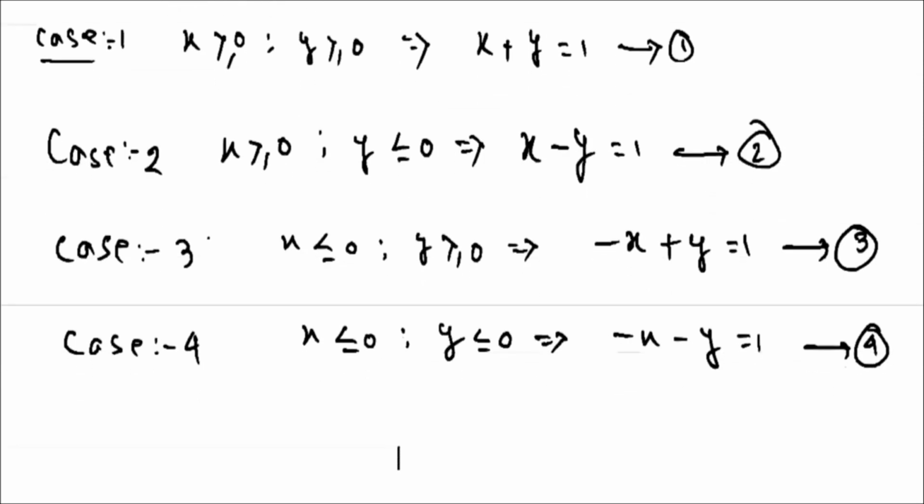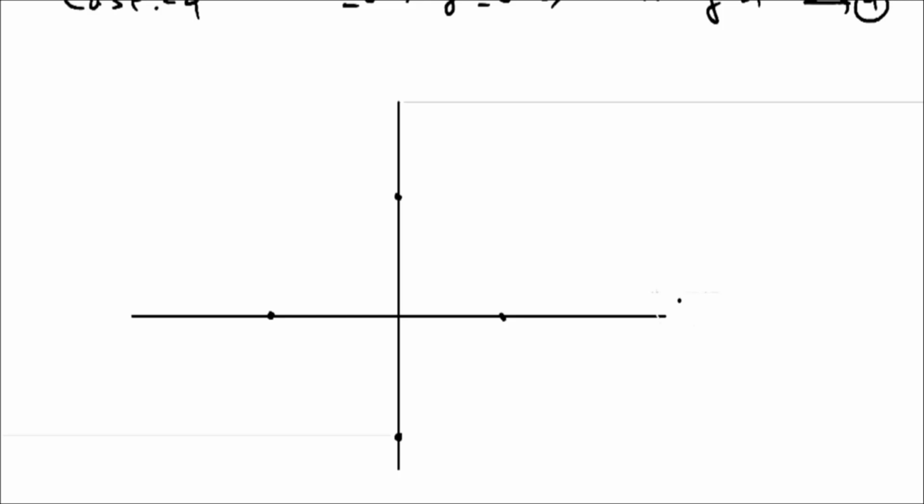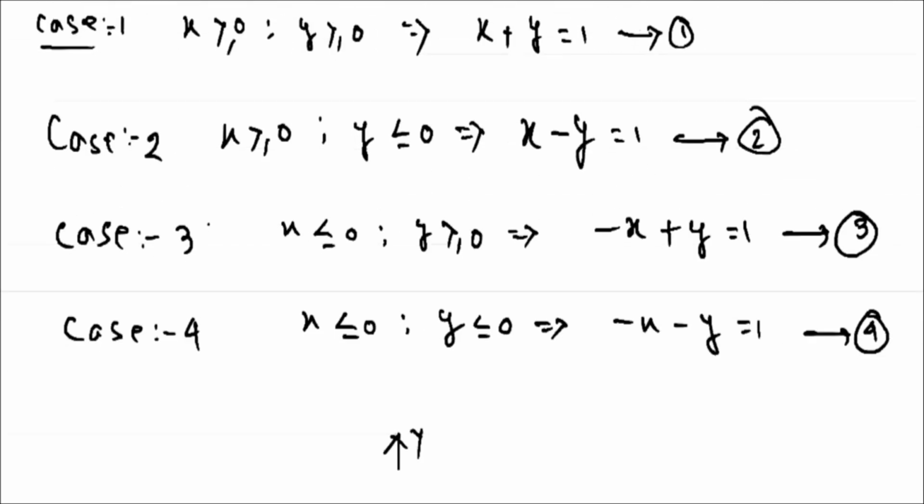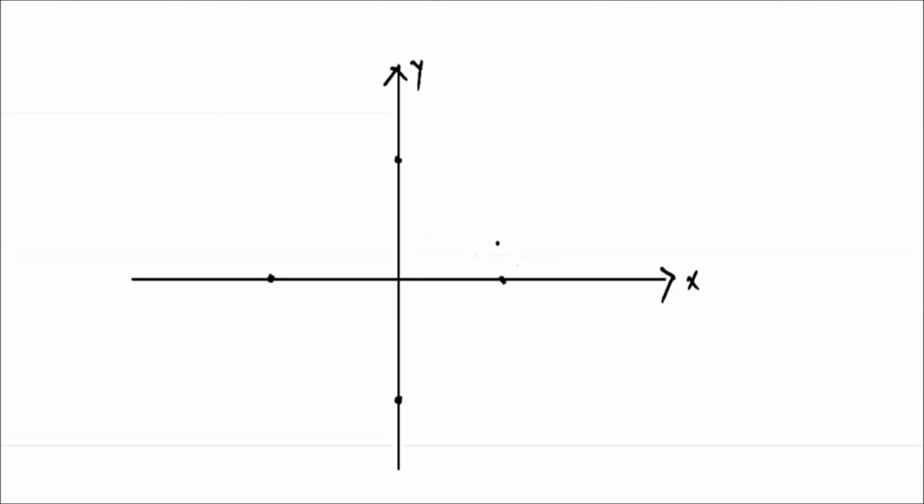Now we draw a coordinate system. This is x and this is y. Now we draw all lines. First we draw the line number 1. This line intersects the x-axis at the point 1 and the y-axis at the point 1, at a distance 1. So this is 1, 0, this is 0, 1. We draw the line joining these 2 points. So the line is this, and the equation of this line is x plus y equals to 1.